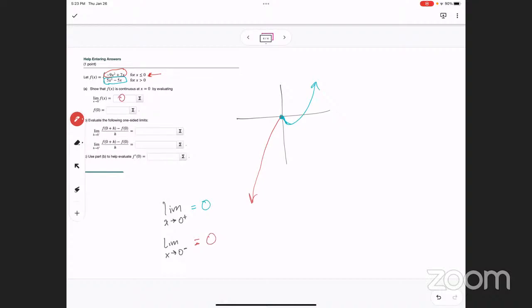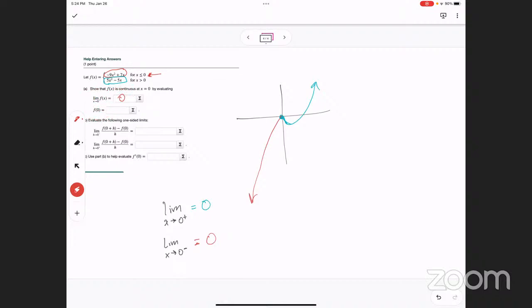Okay. And since both of the positive and the negative are 0, does that mean that it is continuous? Yes. Because they're both the same? Well, they're basically saying show that it's continuous by evaluating both of these. If the limit is the same as the function value, then it's continuous.